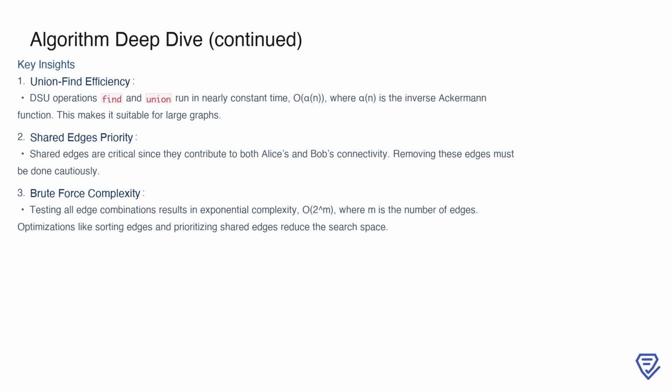Another insight is the prioritization of shared edges. These edges are critical because they contribute to the connectivity of both Alice and Bob simultaneously, so removing them must be done with caution. And finally, while the brute force approach guarantees correctness, its complexity of O(2^m), where m is the number of edges, is infeasible for larger graphs. Optimizations, like sorting edges and focusing on shared edges first, help reduce the computational burden.